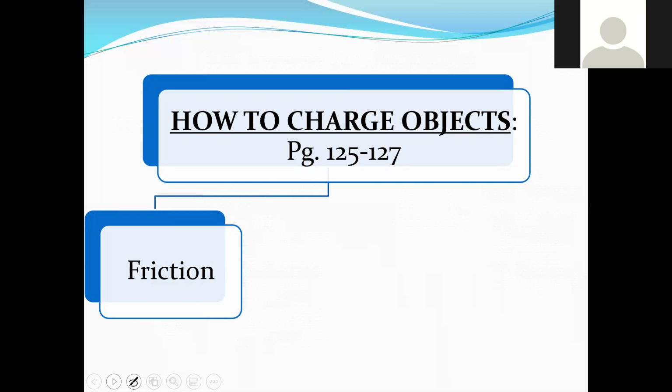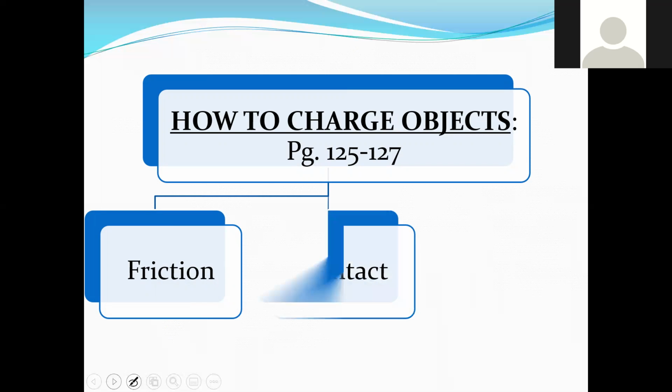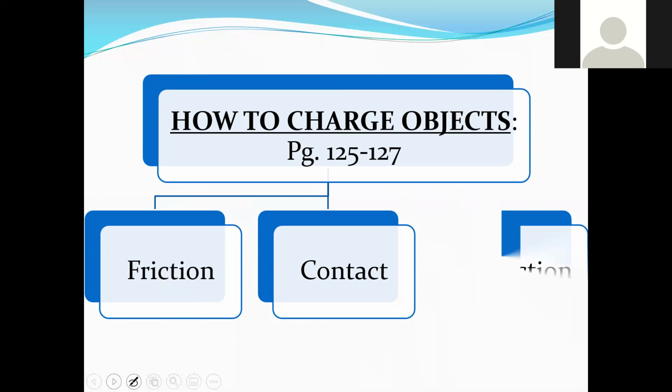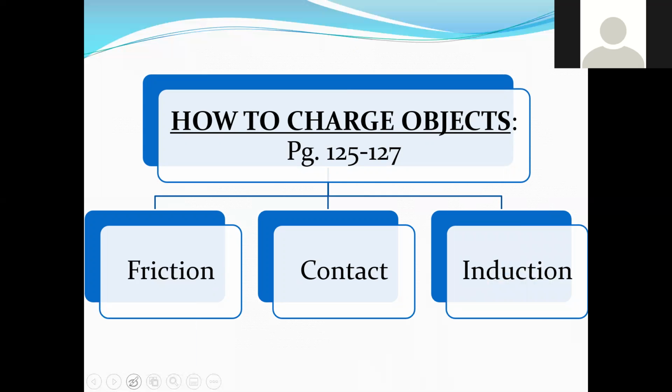You can rub things together, and the friction would cause electrons to be transferred. Or, like in the previous lessons, object A touches object B, there is contact. So one charged object can touch another object, whether it's neutral or charged, and there will be a flow of electrons. And the more difficult one that nobody really wants to talk about is induction. So these are the three ways in which objects can be charged.